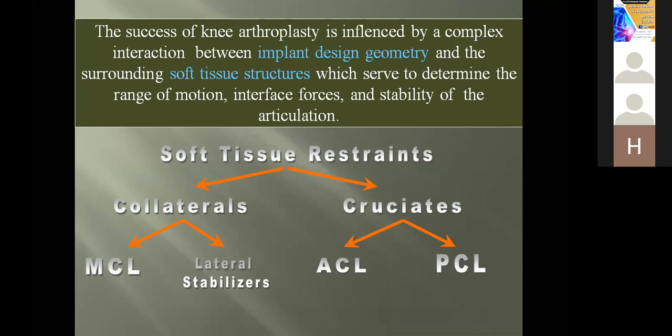If we are talking about soft tissue restraints controlling knee replacement, we have the collaterals in one hand, the medial collateral and the lateral stabilizers, talking here about the lateral collateral and the posterolateral corner. On the other hand, the cruciates, the ACL and the PCL.